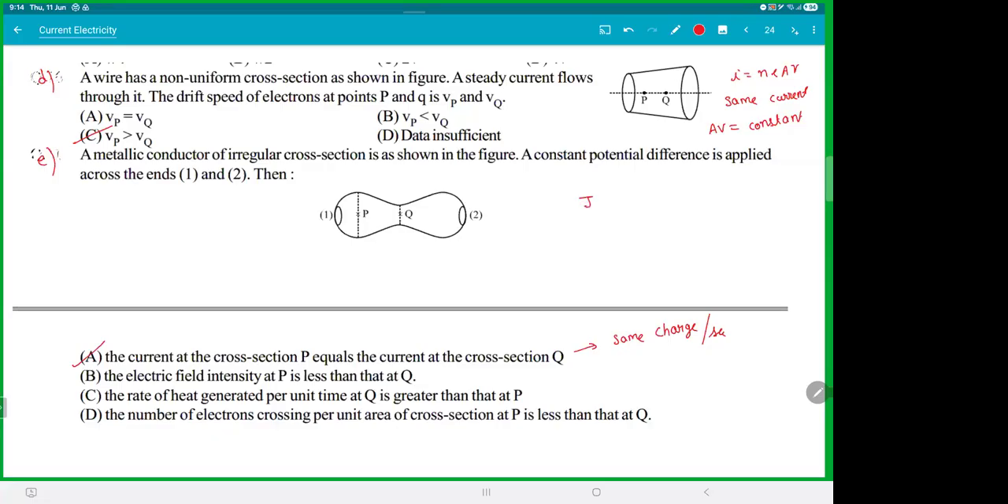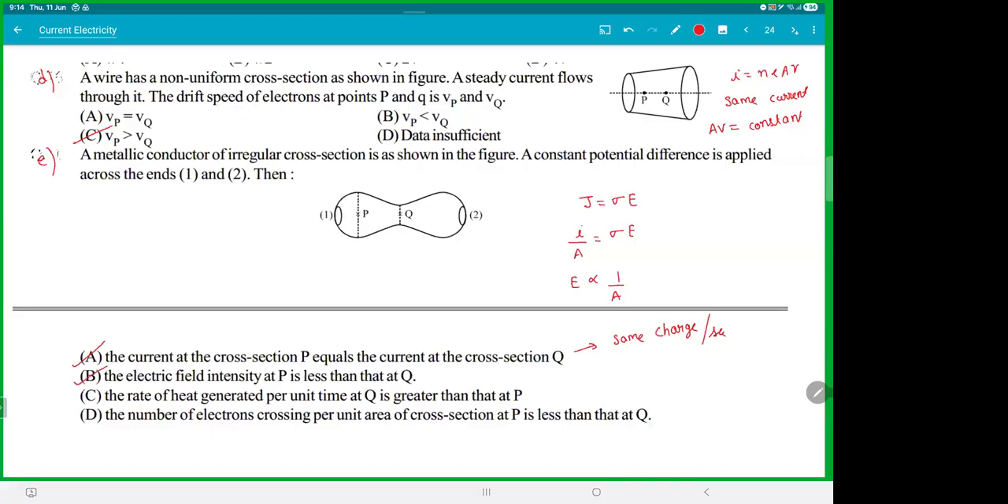The electric field intensity at P is less than at Q. Now we know J is equal to sigma E, but we know J is also equal to I by area. Current is constant, sigma is constant. So E is proportional to 1 by area. That means wherever you have more area, you have less field. At P there is more area, so field is less. So B option is also right.